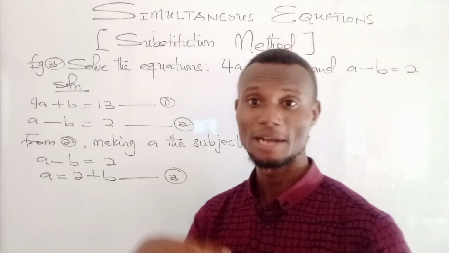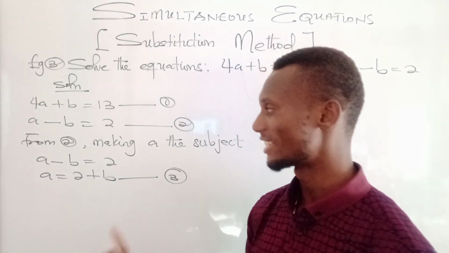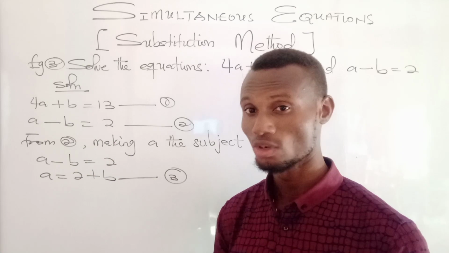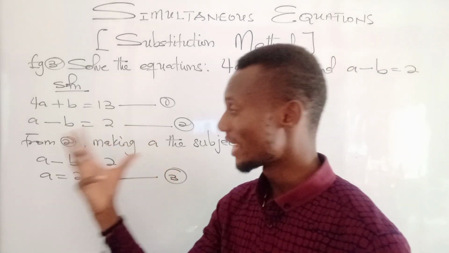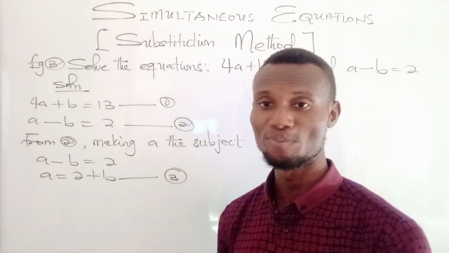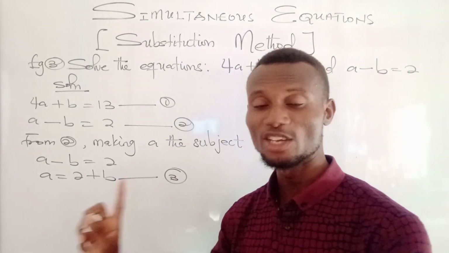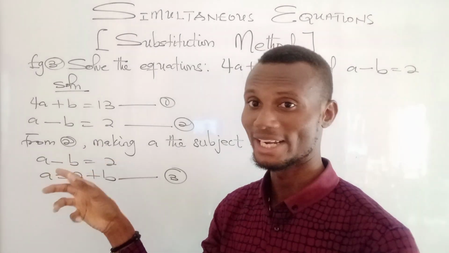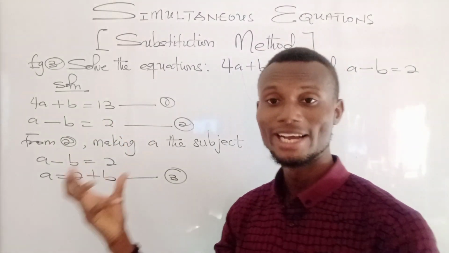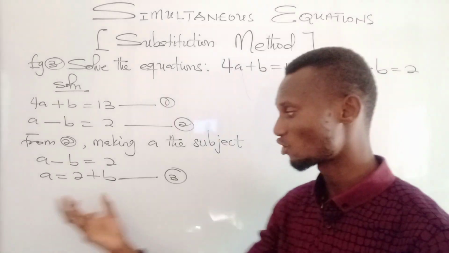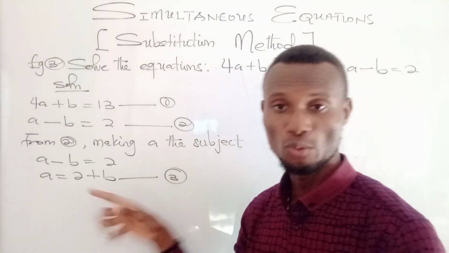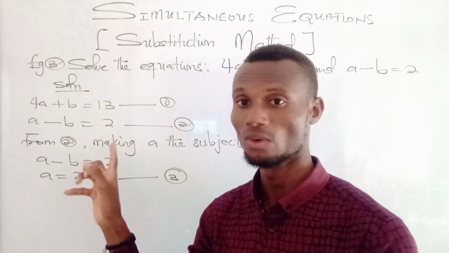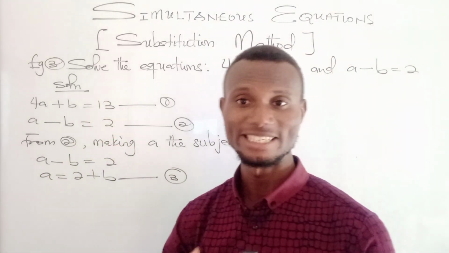If you are confused why we are putting it into equation 1 and not equation 2, I've explained that it is because it is from equation 2 that we made A the subject. So we need to go and put it into equation 1. We cannot put it into equation 2, because it's out of equation 2 that we made A the subject to get equation 3. So equation 3, we need to put into equation 1 and not equation 2. I hope the explanation is clear enough.